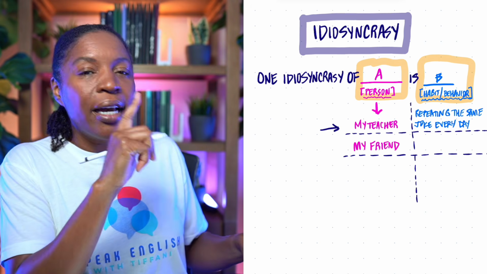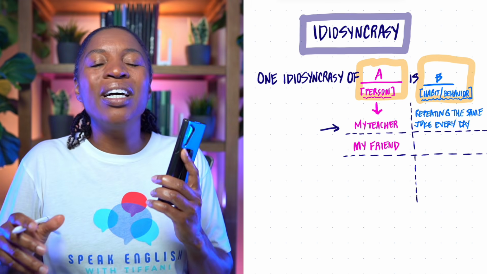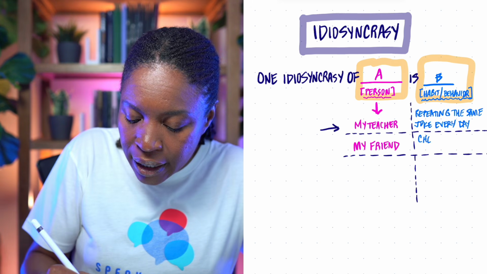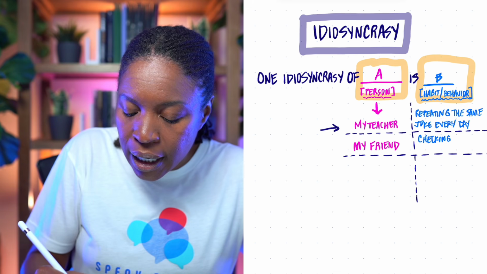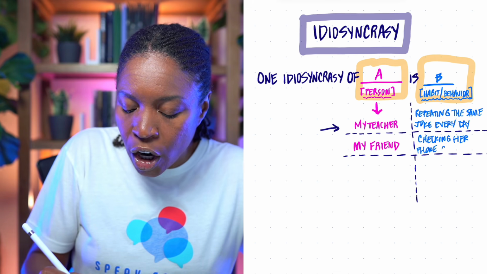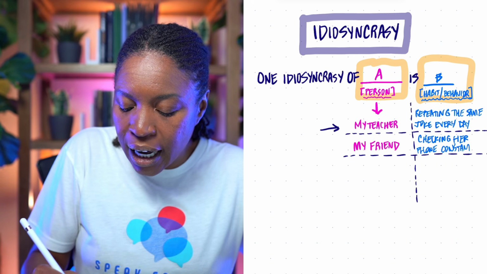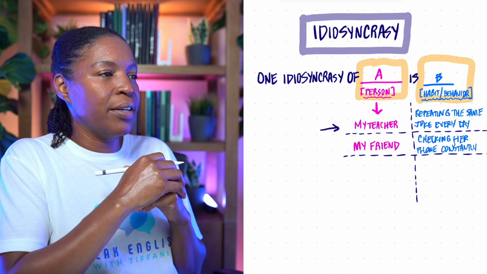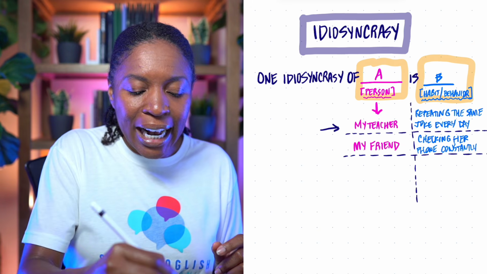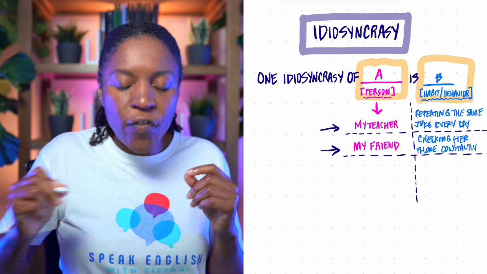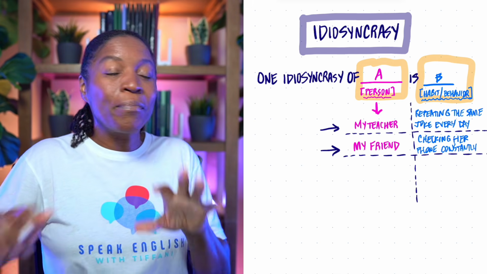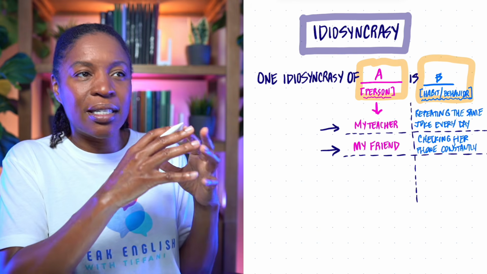And what is the habit or the behavior? We're going to say checking her phone constantly. All right. Here's the behavior. Checking her phone constantly. So now the sentence is, one idiosyncrasy of my friend is checking her phone constantly. Makes sense, right? Excellent.